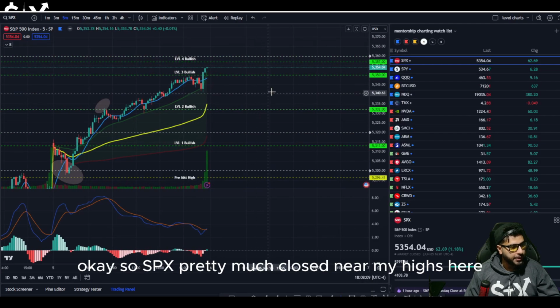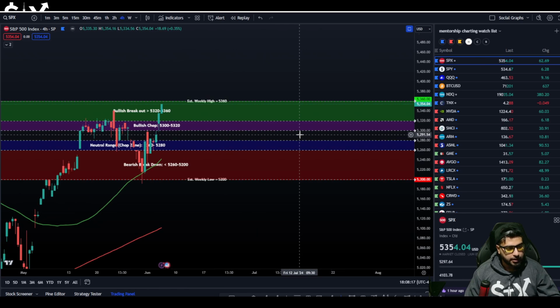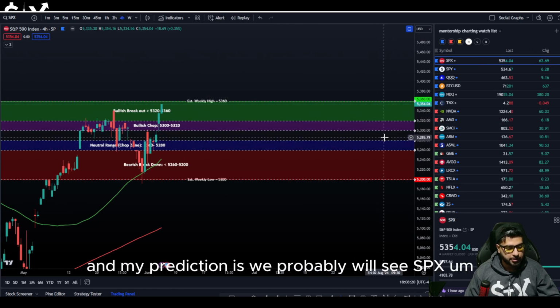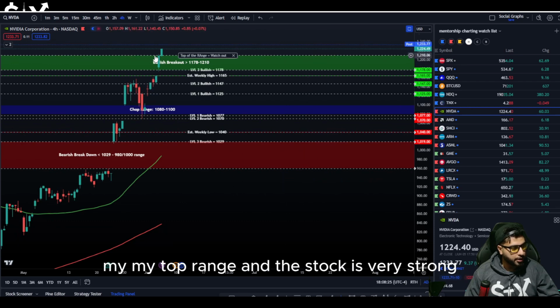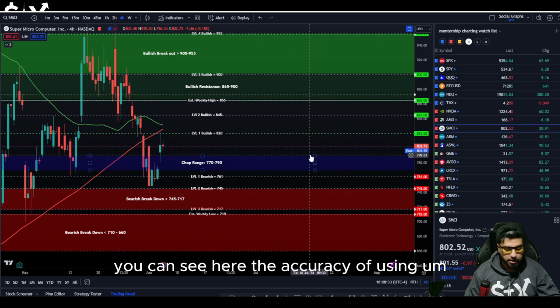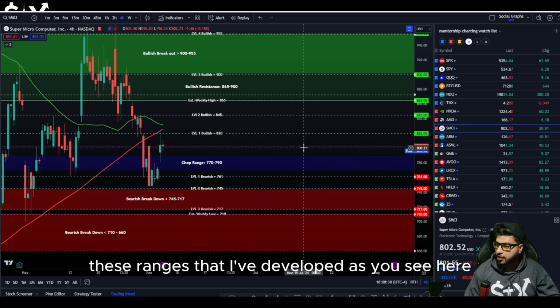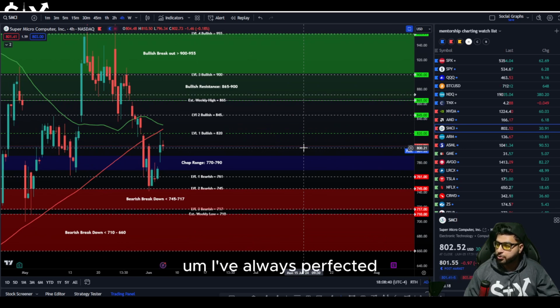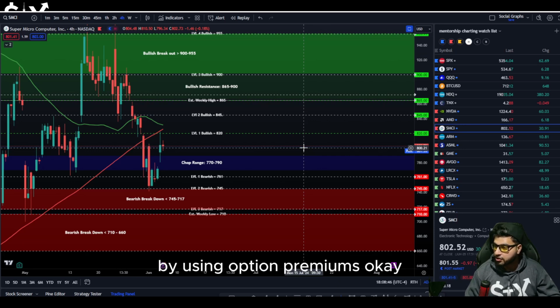Okay, so SPX pretty much closed near my highs here. If we look at the chart, we are close to my estimated weekly high, and my prediction is we probably will see SPX open slightly in the green. Nvidia broke through my top range, and this stock is very strong, continues to move forward. You can see here the accuracy of using option premium. So these levels that I've developed, these ranges that I've developed, as you see here, I've always perfected to pretty much find the key inflection points by using option premiums.